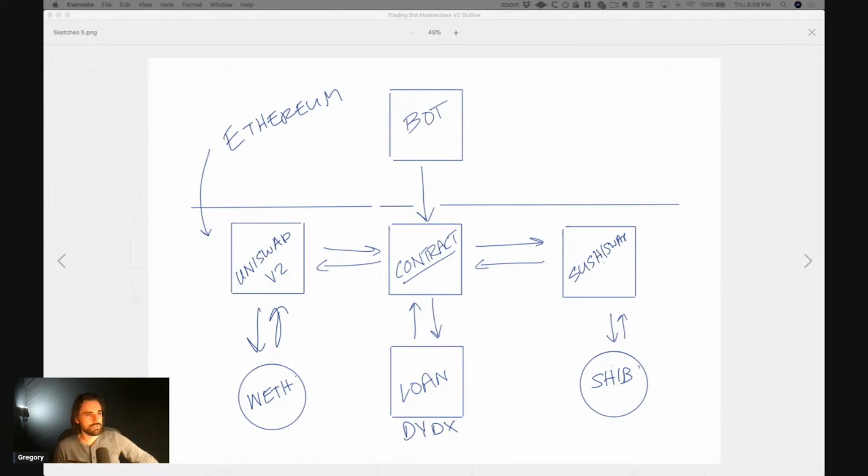So what cryptocurrencies are we going to arbitrage? We're going to arbitrage WETH, which is wrapped Ether. It's the ERC20 version of Ether. Basically, Ether is not an ERC20 token, but you can wrap it into a smart contract called WETH, and then it trades just like an ERC20 token, but it represents the value of Ether. And then Shiba Inu, also known as SHIB tokens, is the other cryptocurrency that we're going to arbitrage in this case.